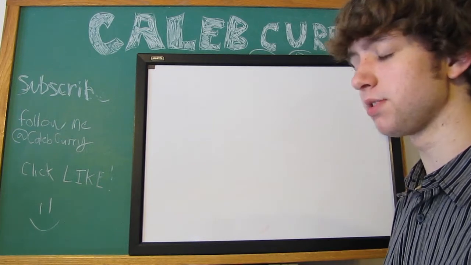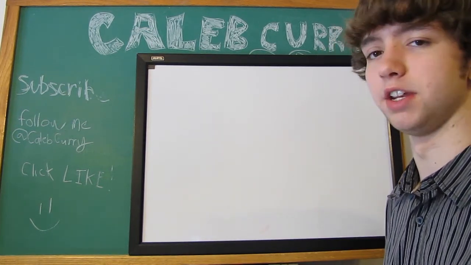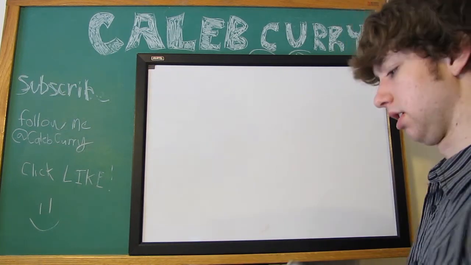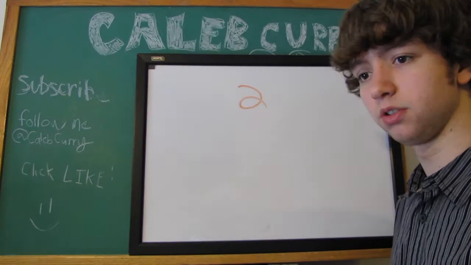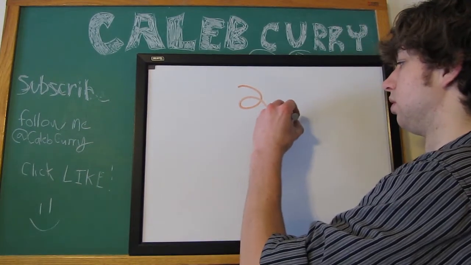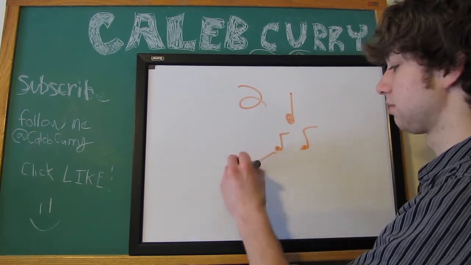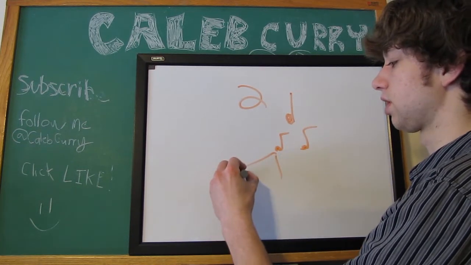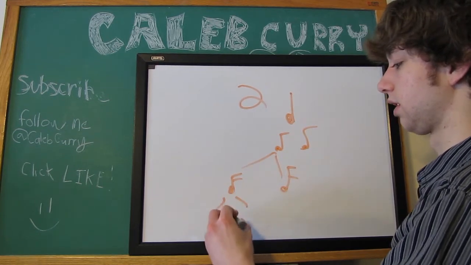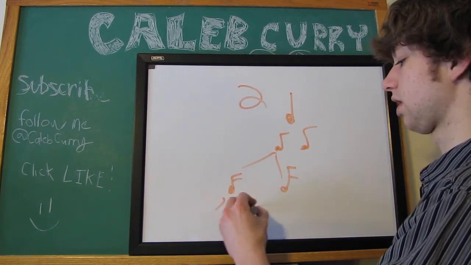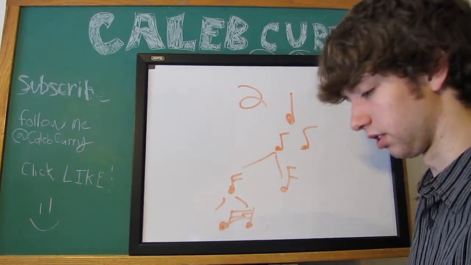Basically, in this video I'm going to be talking about how notes are divided in music. Typically things are divided by two. For example, we have a quarter note, which breaks down into two eighth notes, one of which can break down into two 16th notes. One of these can break down into two 32nd notes, and it can basically keep going and going.